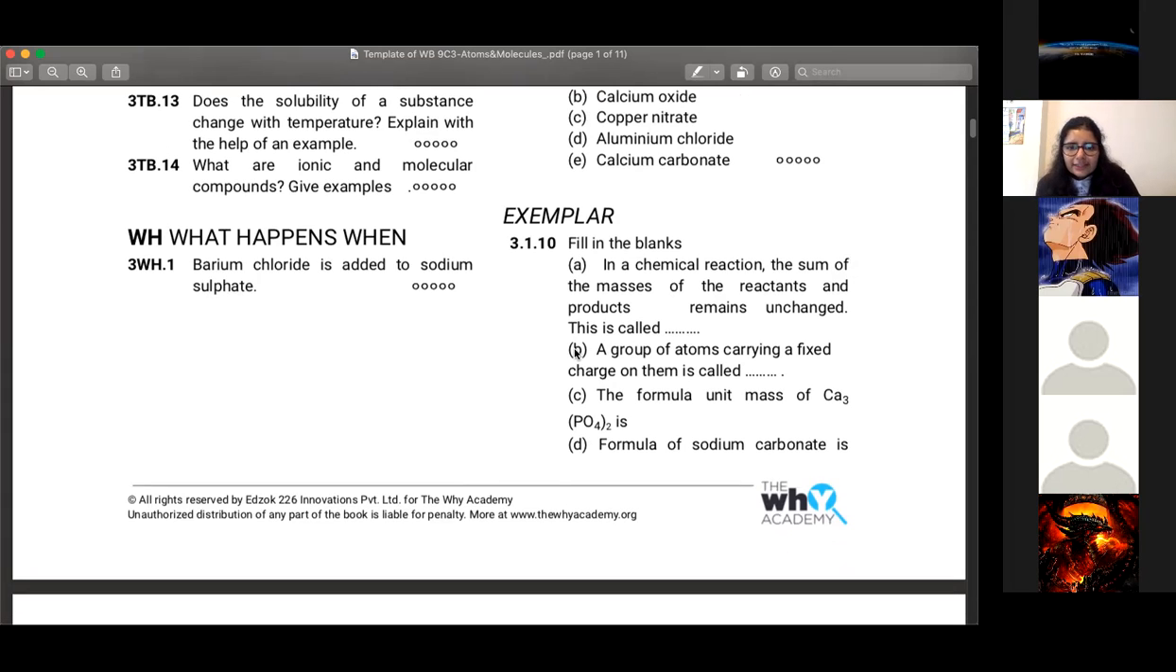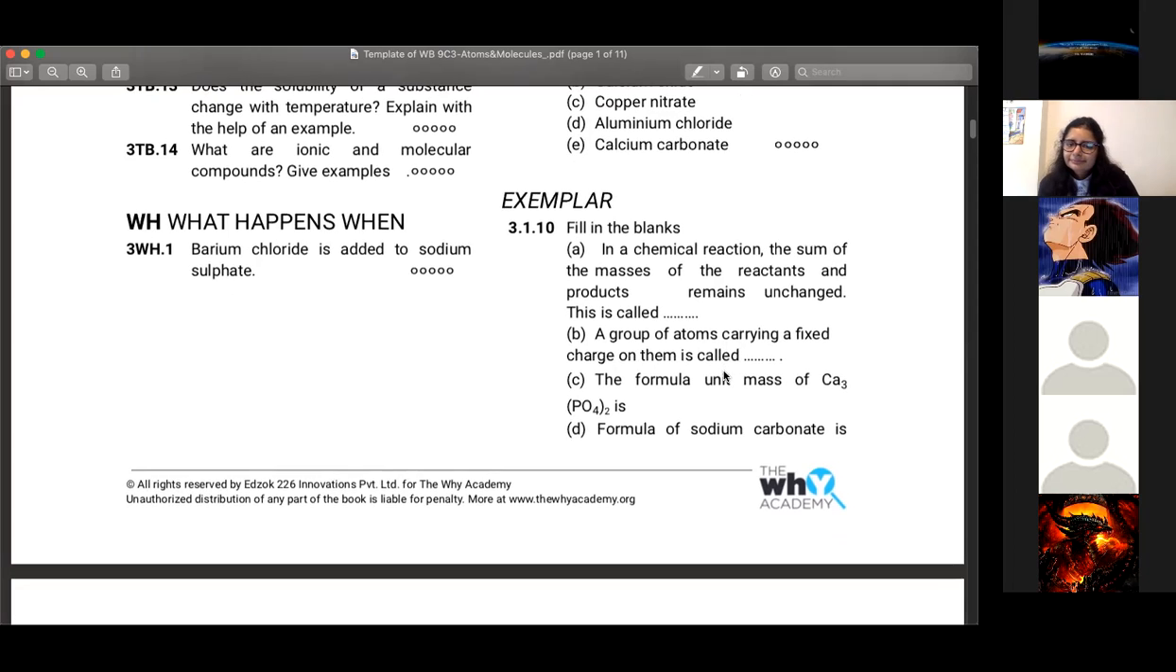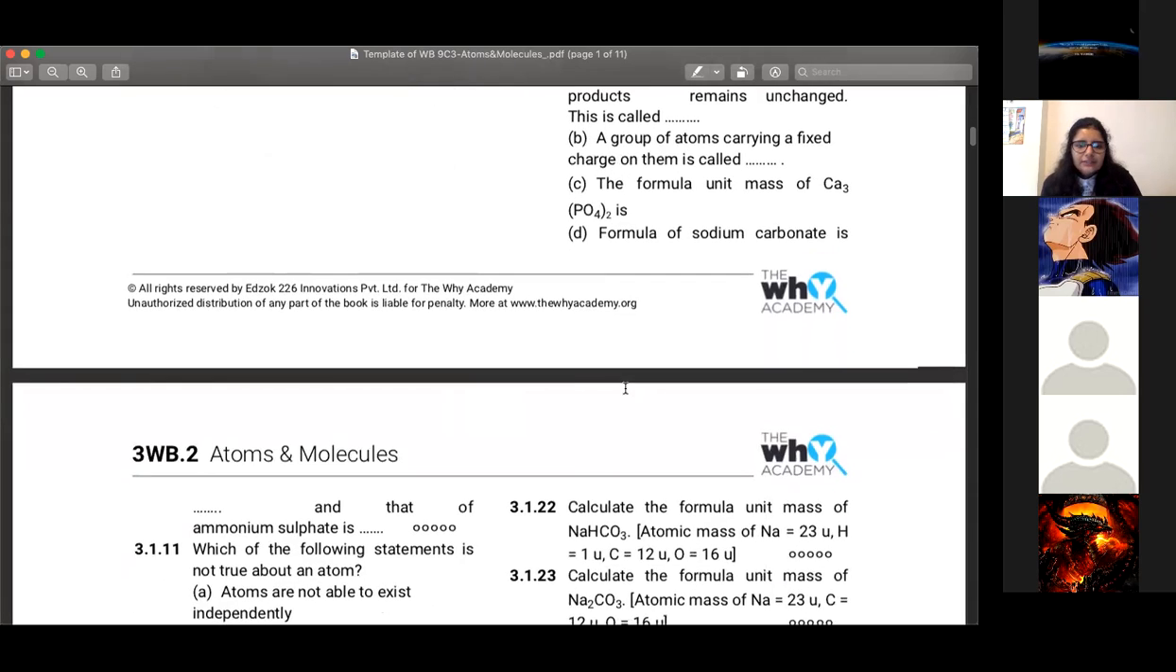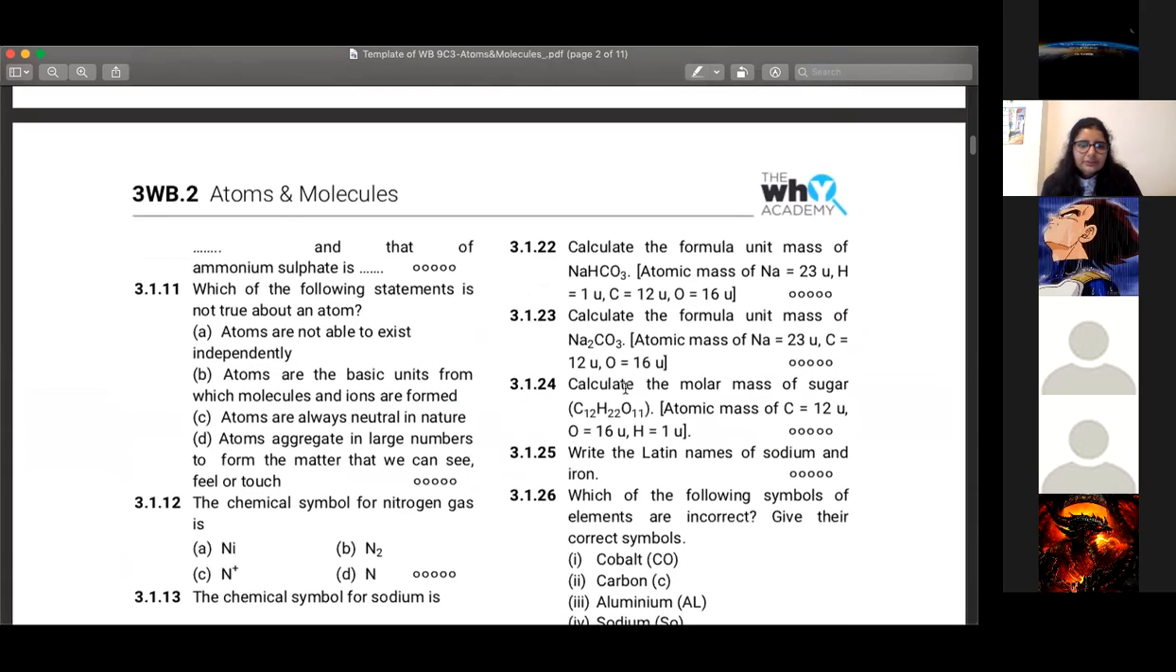Okay. Next, a group of atoms carrying a fixed charge on them is called what? Aryan, your turn to answer. Others can send it on chat. Ma'am, is it ions? Ions is absolutely right. Atoms carrying charge is ions. Formula unit mass and formula, let's skip that.